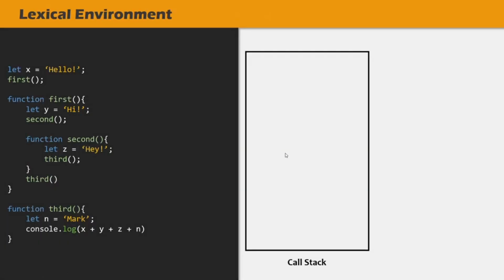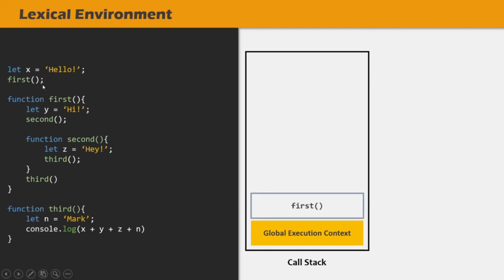So here we have a very simple JavaScript program. When this program is executed by the JavaScript engine, first of all, it will create a global execution context where all the global variables and functions will be stored and executed. In this example, this variable x, this first function, and this third function will be stored in this global execution context, and there they will be executed. Then we are calling this first function. So an execution context for that first function will be created, and it will store the variables and functions declared in that first function.